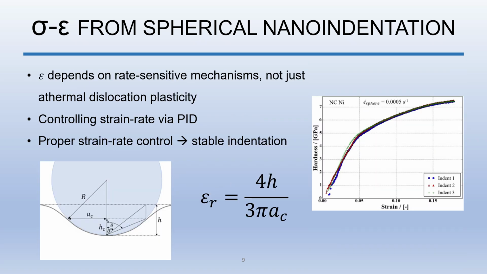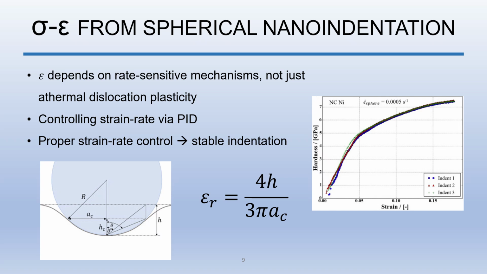In most modern high-performance metals, rate-dependent mechanisms are also responsible for high strain properties. Thus, controlling the strain rate in experiments is crucial to obtain useful flow curves. Strain rate control experiments were implemented based on the strain definition shown in the slide, by adjusting the proportional integral derivative control parameters. Once the strain rate is properly controlled, spherical indentation experiments turn out to be extraordinarily stable and reliable, as can be seen in the figure on the right, where the graph shows stable repeatability of 3 nanoindentation experiments.